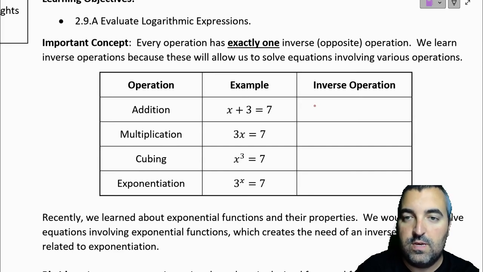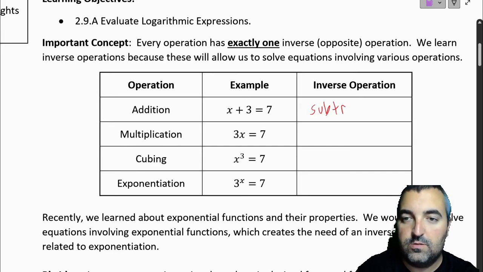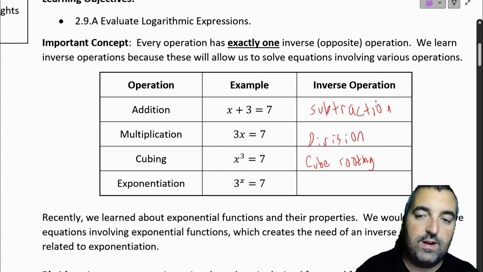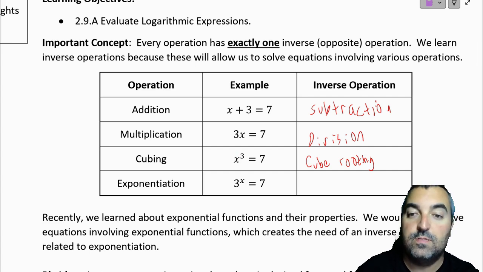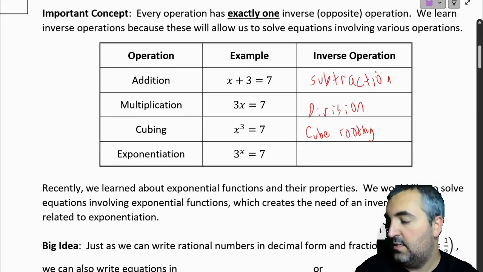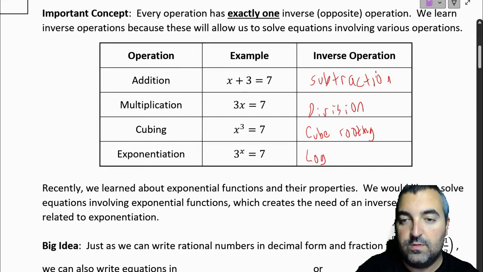Addition, we know the inverse is subtraction, right? Hopefully nothing new there. Multiplication, the inverse is division. For cubing, it would be cube rooting, and squaring would be square rooting, right? Any time we have a number as the power, we know we would take the root. As far as exponentials, though, where x is the power, this is where logs come into play.